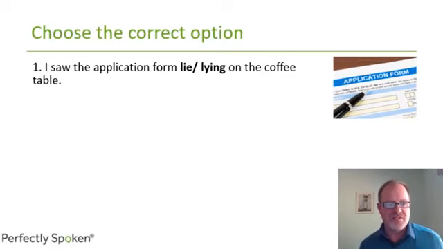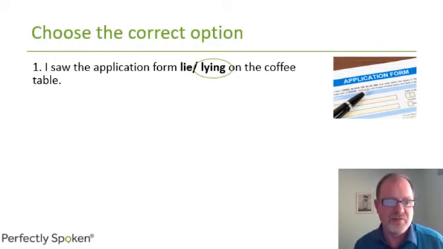So here we have the verb see plus object, which would be the correct answer? Well, of course, the answer in this case is the ing form, because you possibly didn't see the form from the moment it was put down to the moment it was picked up. At some stage when it was on the table, you saw it. So we'd use the ing form here. I saw the application form lying on the coffee table.